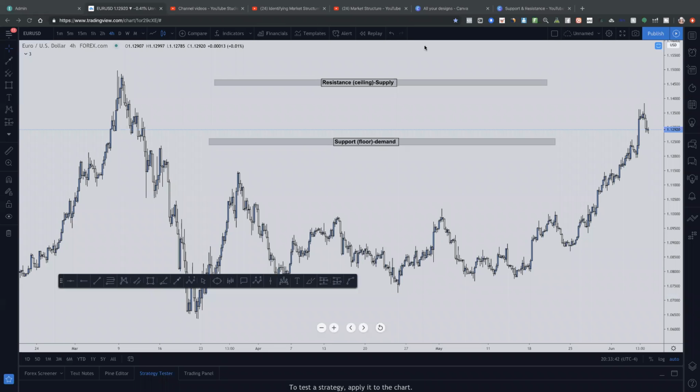All right, team, you are here. We're going to learn resistance and support. So resistance is basically a level where the market hits and typically will move down. Support is where the market will hit and typically move up.